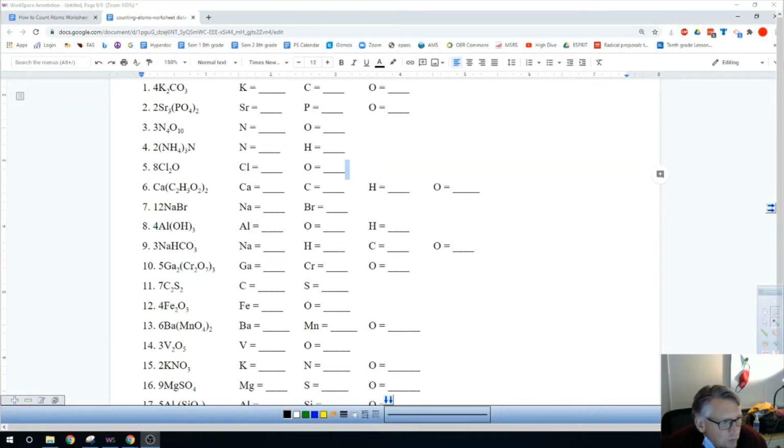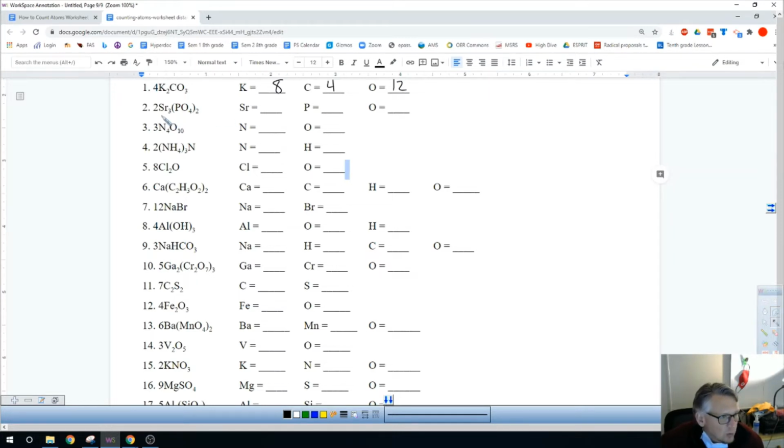Okay, I'm going to correct the counting atoms worksheet, and I'm going to do it a little bit quicker than the how to count atoms worksheet. So K is potassium. We have 2 times 4 is 8. Carbon, we have 1 times 4 is 4. Oxygen, 3 times 4 is 12.